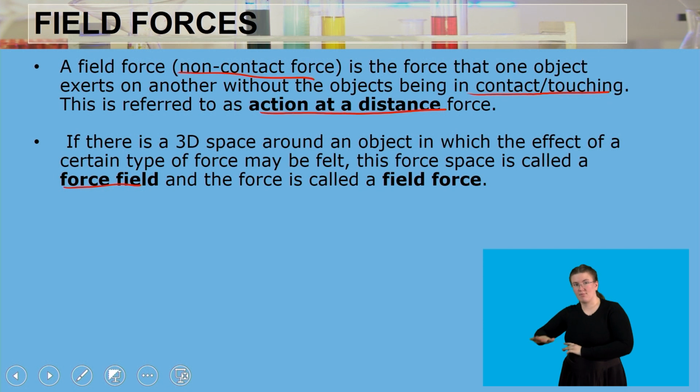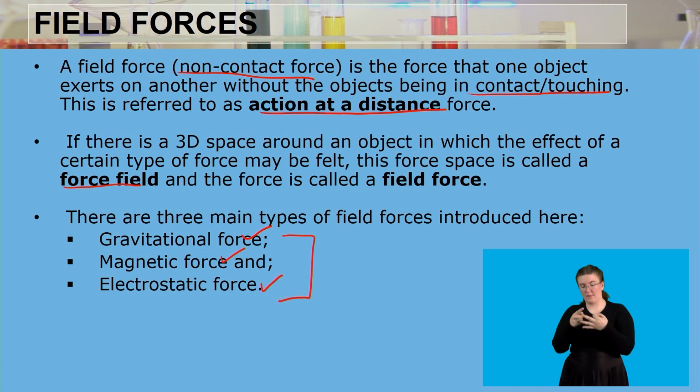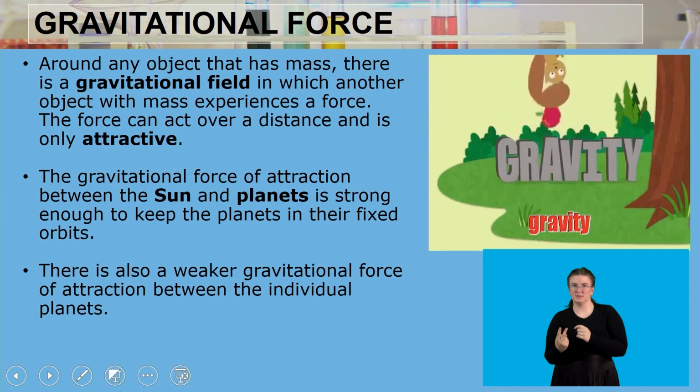So these forces that we're talking about, the non-contact forces or the field forces, we have three main types of them. We have the gravitational force, we have the magnetic force, and then lastly we also have the electrostatic force. So all of these three forces are acting at a distance. Those forces are always acting at a distance without the two objects having to touch each other. So you're going to be looking at them individually and see what each of them is and how it happens. Starting with the gravitational force.